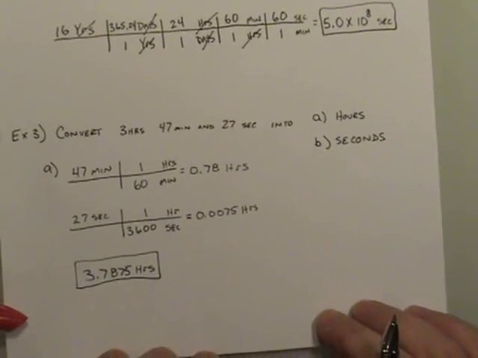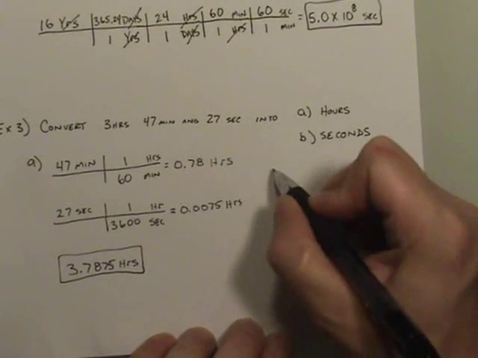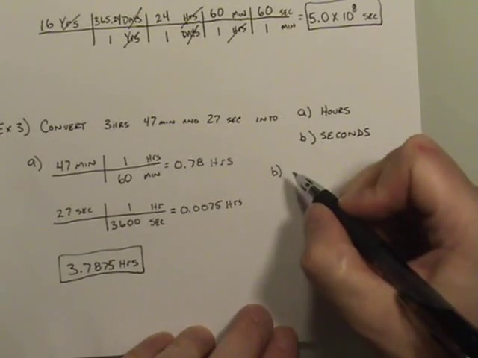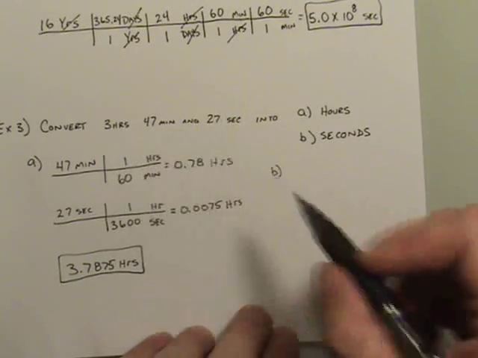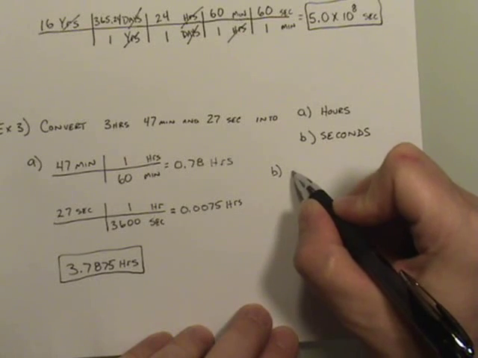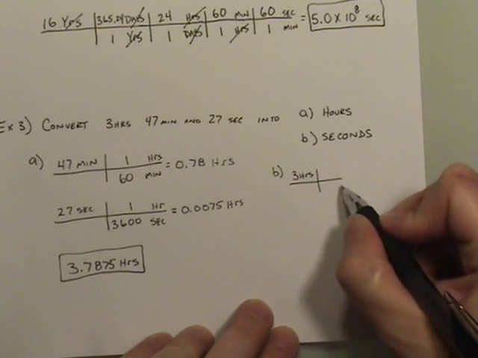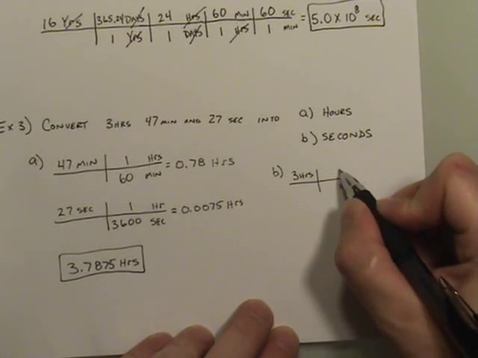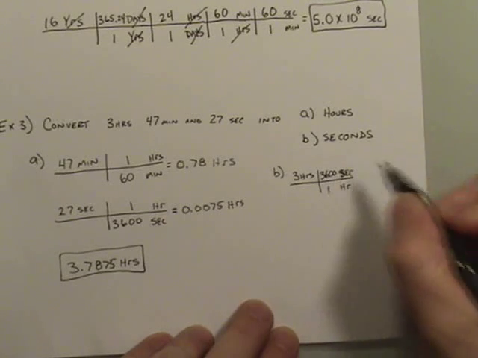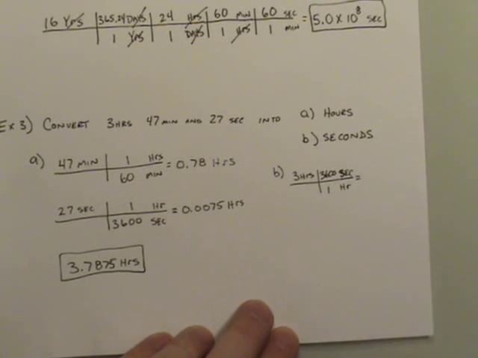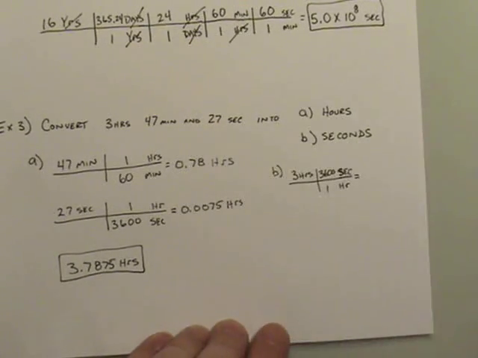Okay. Now I might also have asked, instead of going to hours, it might have been more convenient for me to go to seconds. So let's do part B right here. In part B, one of my numbers is already in seconds, but I don't have these two in seconds. So let's turn these two into seconds by starting with the 3 hours first. From hours I can go straight to seconds, and that's 1 hour equals 3,600 seconds. So 3 times 3,600 is 10,800.